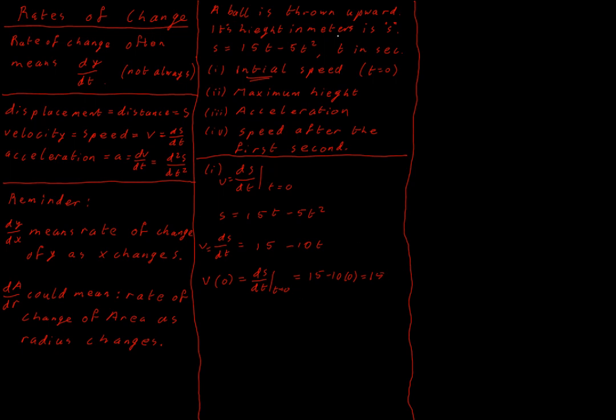And what's our unit here? We're in meters and seconds. So we have meters per second. That's our velocity when time is equal to 0, or speed when time is equal to 0. So that's my part 1. Part 2.